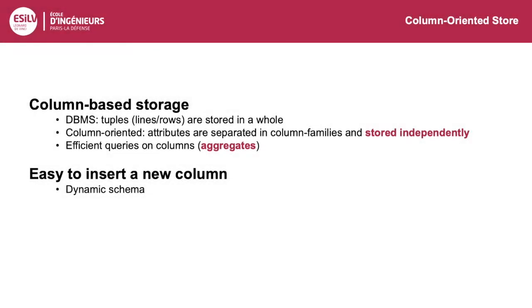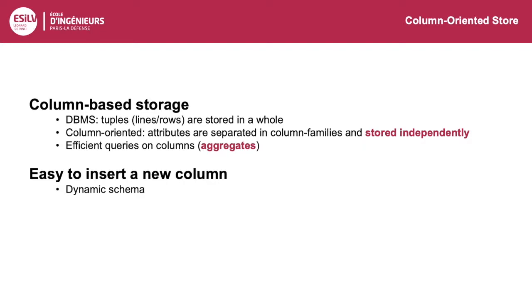The second family of NoSQL databases are column-oriented stores. This type of database is different from traditional DBMSs, because in traditional databases, tuples, let's call them lines or rows, are stored in a whole. They are not separated from each other. In column-oriented stores, attributes can be separated. They are separated in column families and stored independently. And then the main point, just to know, is that every attribute is stored independently inside the distributed cluster.